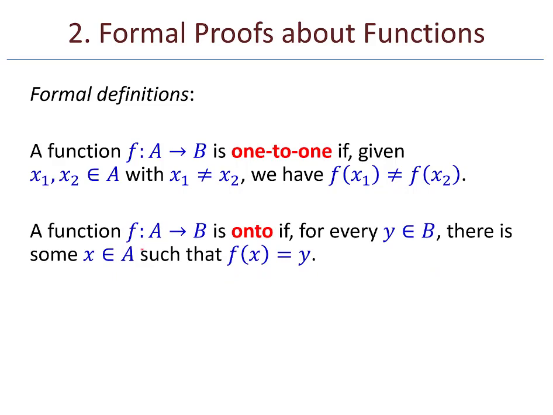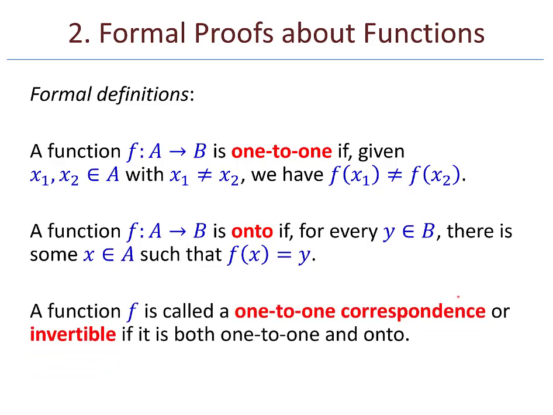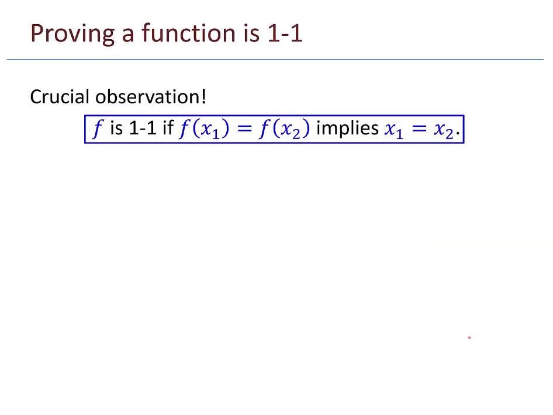A function f from A to B is onto if for every y in B there is some x in A such that f of x equals y. So that is, for every element in my codomain, there is some element in my domain that maps onto that element in the codomain. And then finally, a function f is called a one-to-one correspondence, or invertible, if it is both one-to-one and onto.